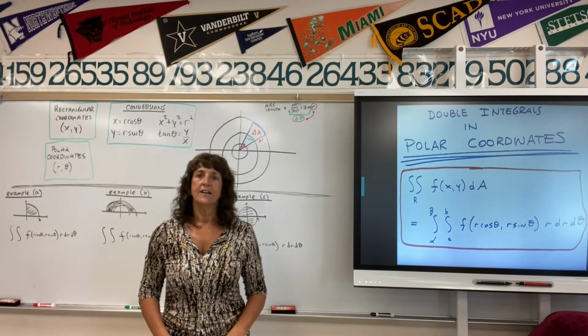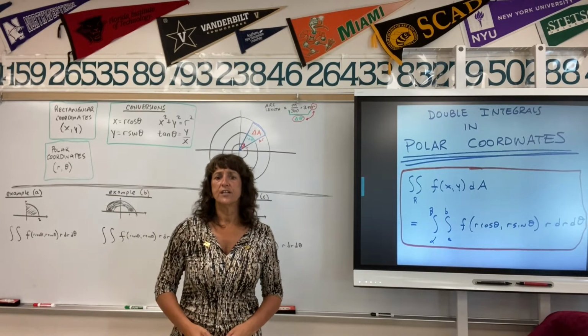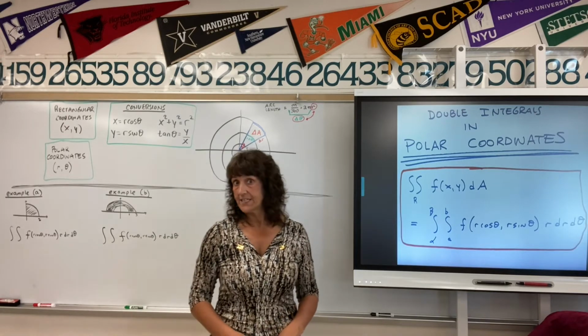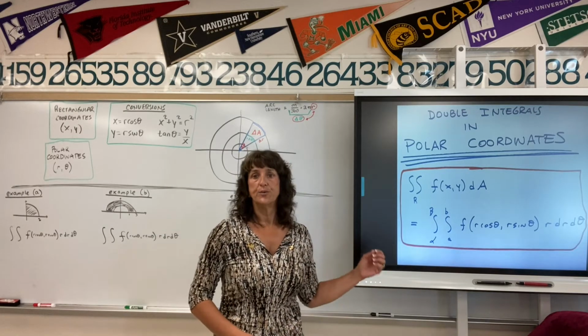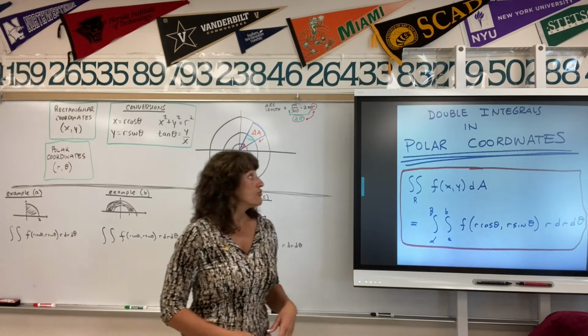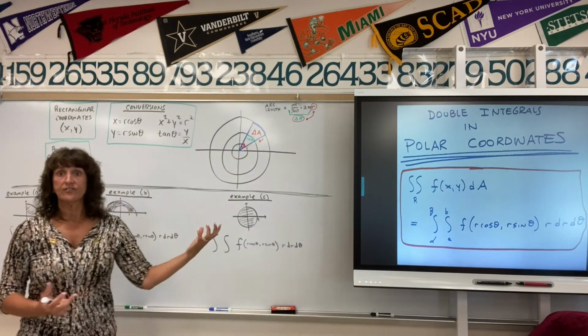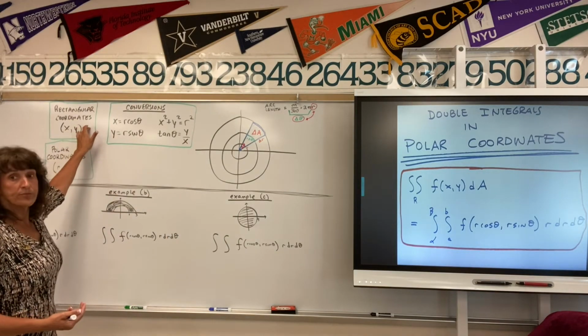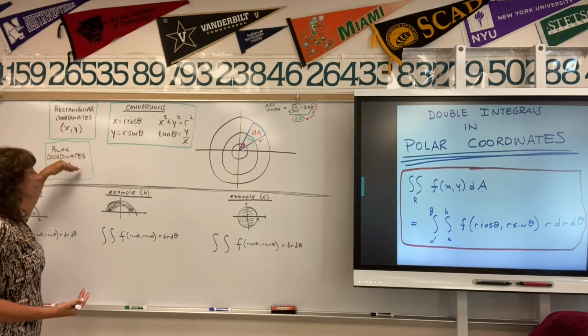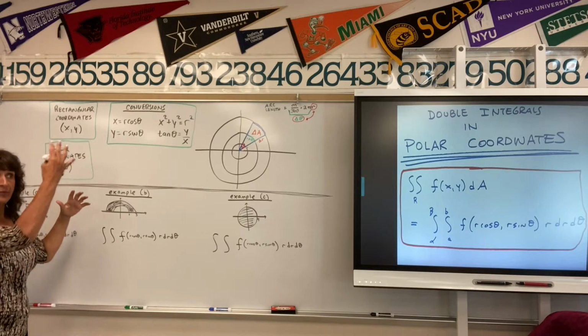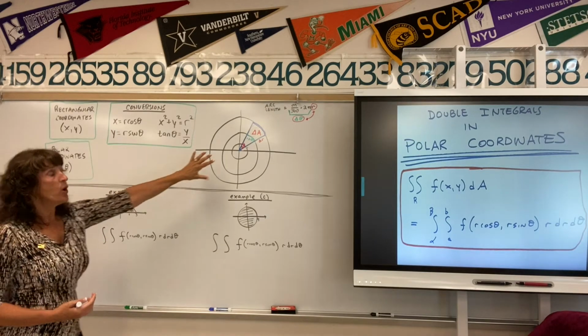My name is Terry, and in this video we're going to learn how to convert double integrals in rectangular form over to polar form. Rectangular form is when you're dealing with x's and y's. Polar form is r's and thetas. That's going to be converted over from the xy plane to the polar grid.